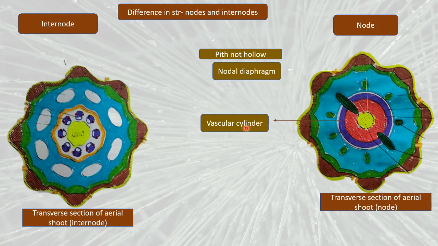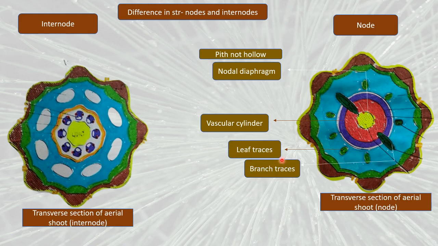Now another difference that we need to know is the vascular cylinder. Vasculature is present in both the internode and node, but as you can see here, vascular bundles were present, but in the node all of these actually unite to form a vascular cylinder. So this is the vascular cylinder. Vasculature is present, but it is a vascular cylinder because of the fusion of all the vascular bundles, whereas there are individual vascular bundles present in the internode.